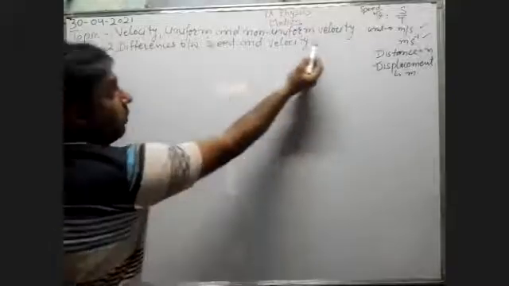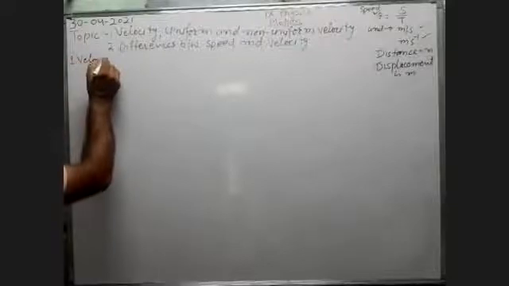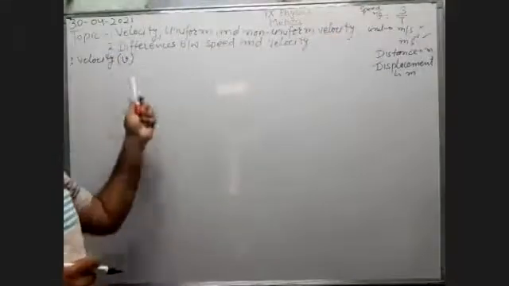So now today's topics are velocity, uniform and non-uniform velocity, and difference between speed and velocity. These are the topics which we will discuss today. Let's start with the first topic, velocity. Velocity is denoted by the same symbol small v as we took for speed. So speed and velocity both are represented by the same symbol small v.